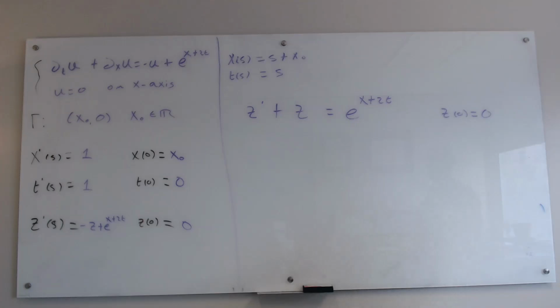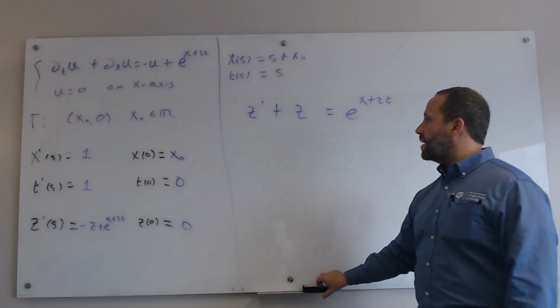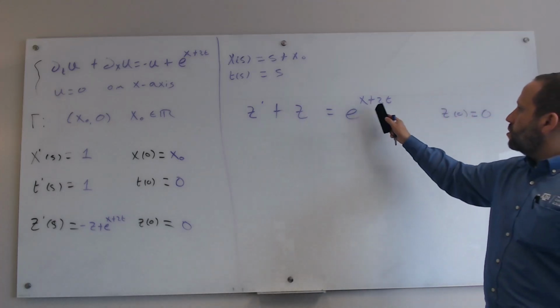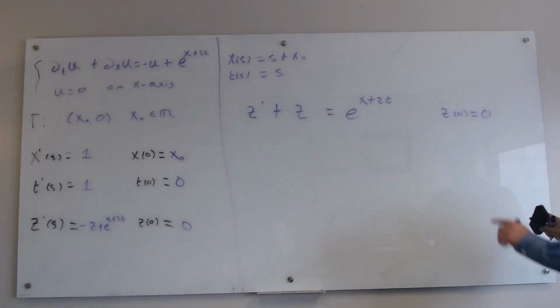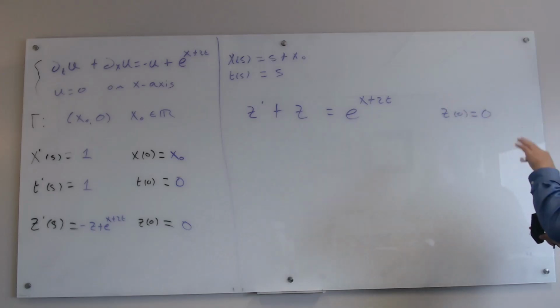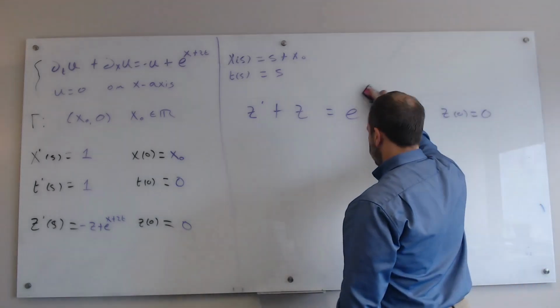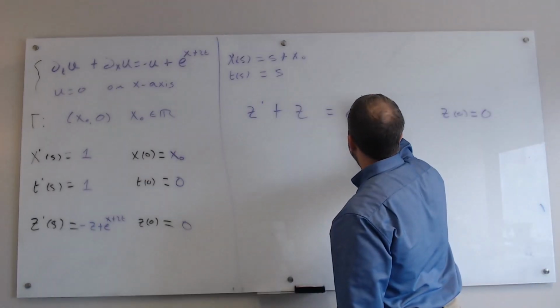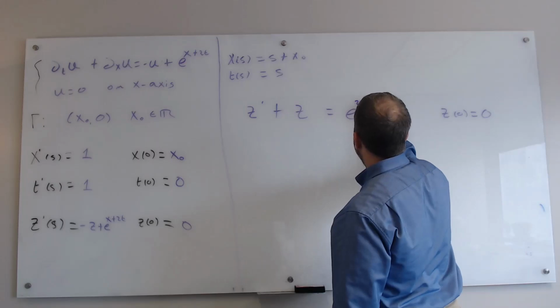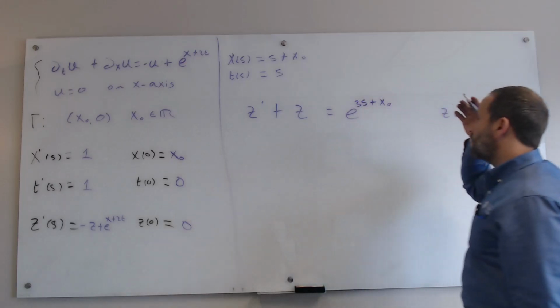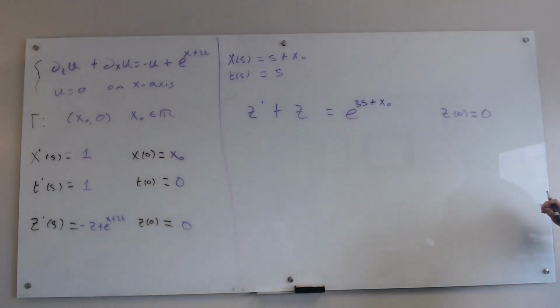Okay, now I don't need x plus 2t there. It can be confusing because oftentimes x and t are independent variables, but remember s is the independent variable. So I need to write these in terms of s. So x is s plus x naught, t is s. So altogether this is 3s plus x naught. And so now we have a non-homogeneous equation in one variable, a non-homogeneous ordinary differential equation.